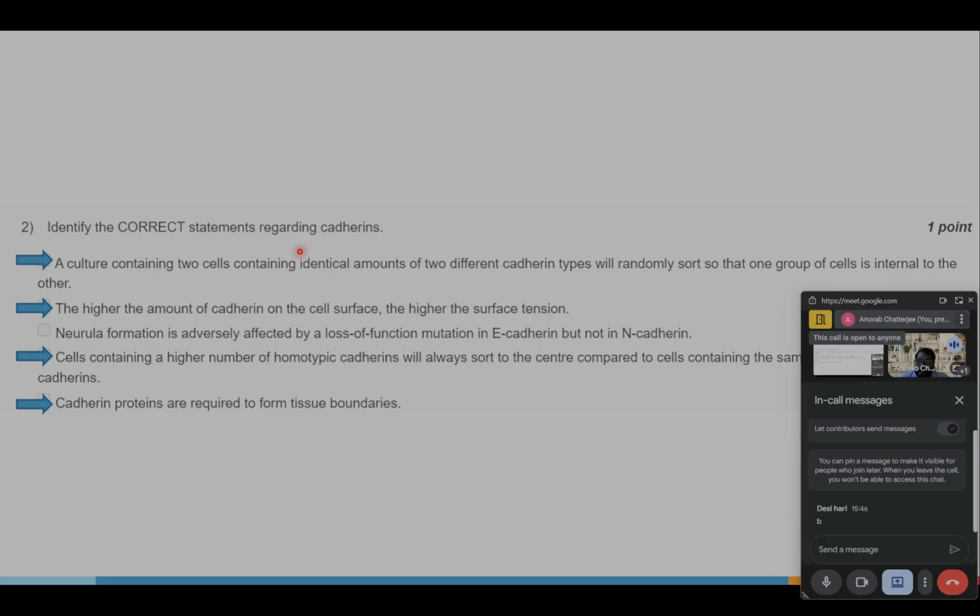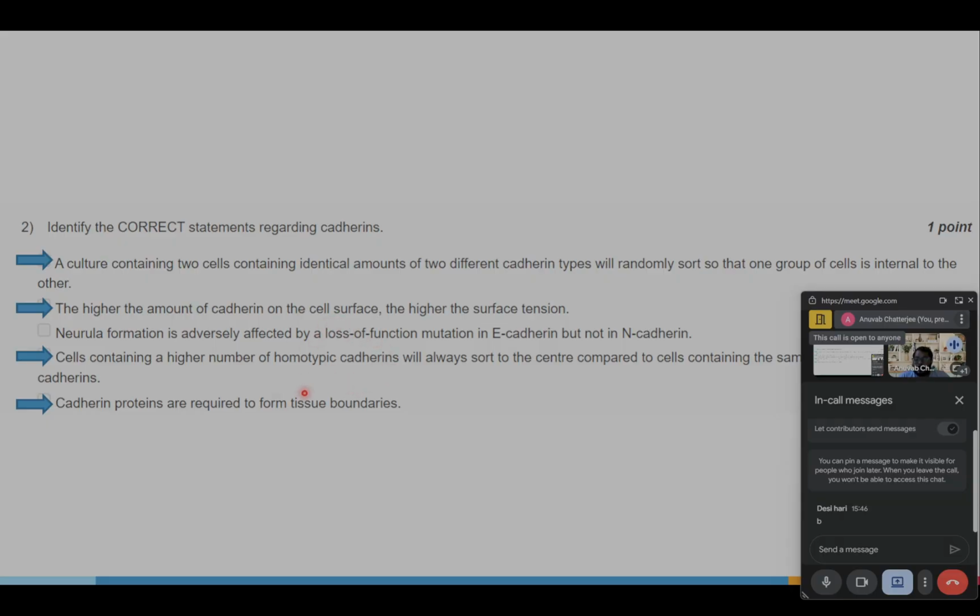So we go one by one. A culture containing two cells containing identical amounts of two different cadherins will sort randomly, with one group of cells being interior to the other. This is true because cadherins have a particular interaction which causes them to attach strongly to each other, increasing surface tension, and that is why you will have one group of cells going interior, one staying outside. The higher the amount of cadherins on the cell surface, the higher the surface tension. This is also true, we just saw that with the graph.